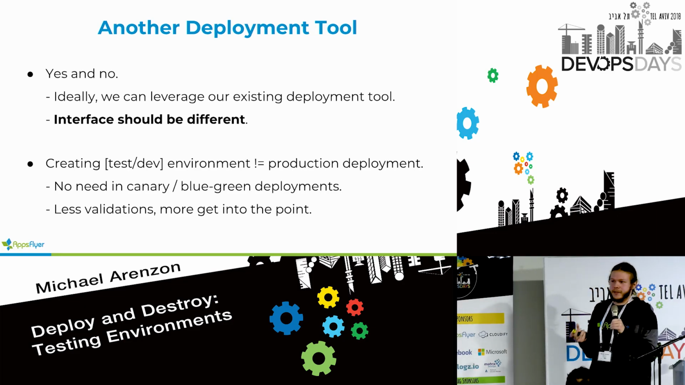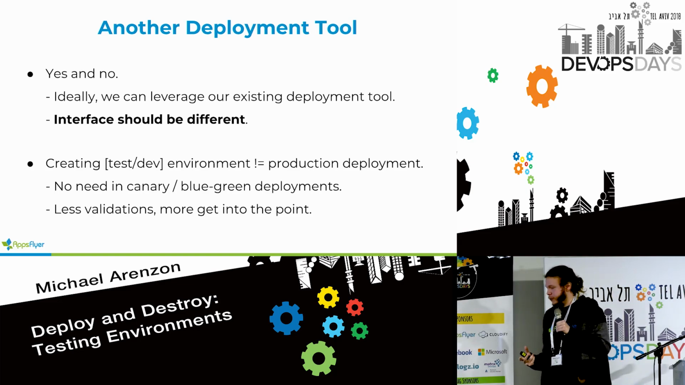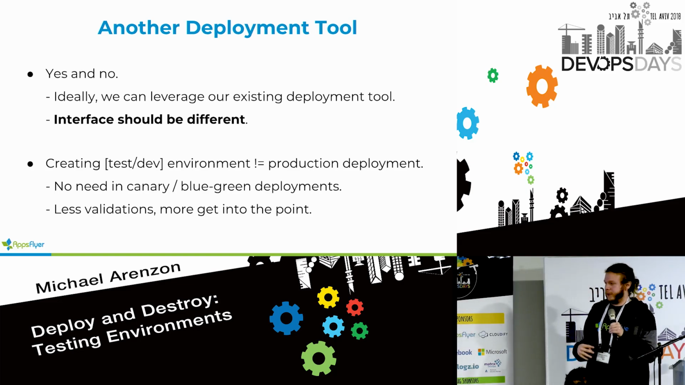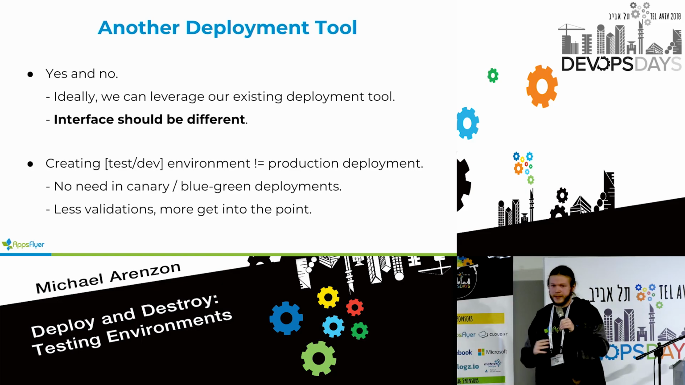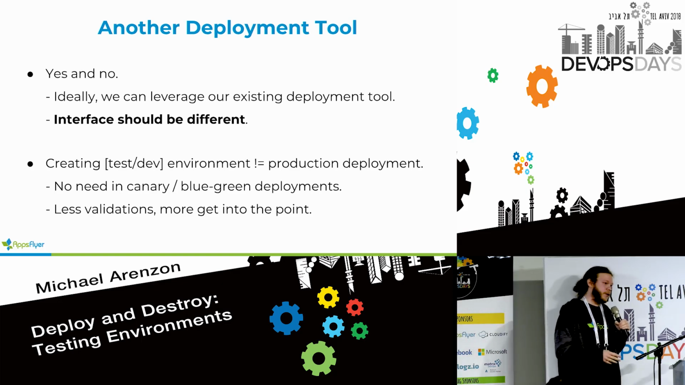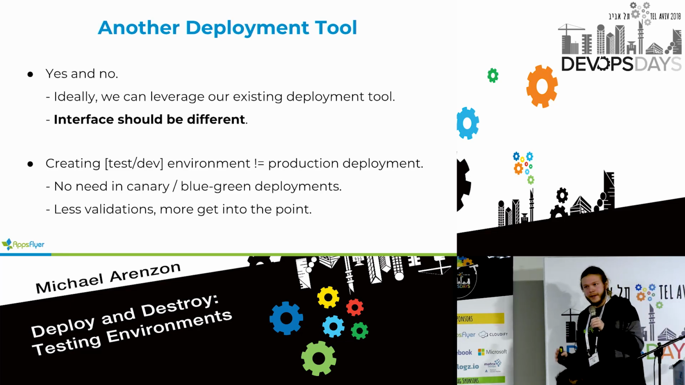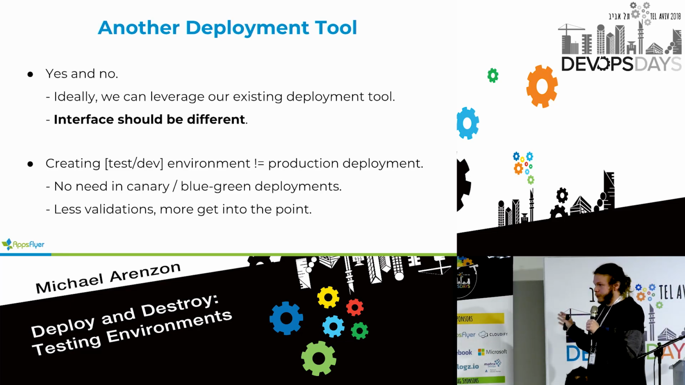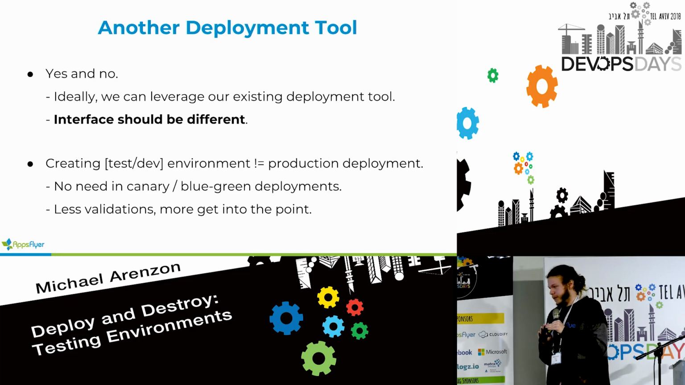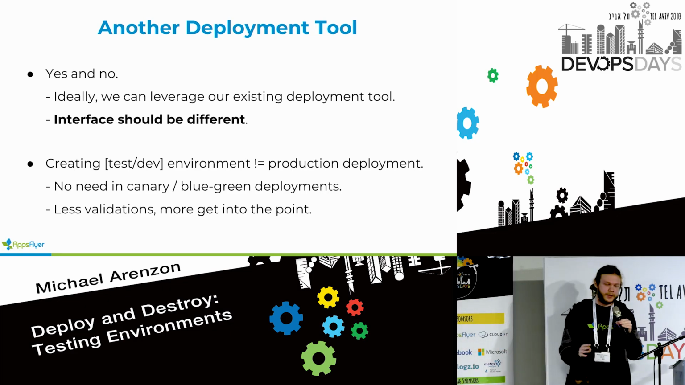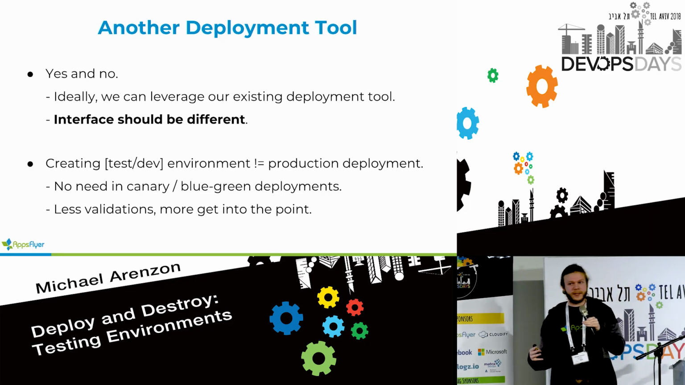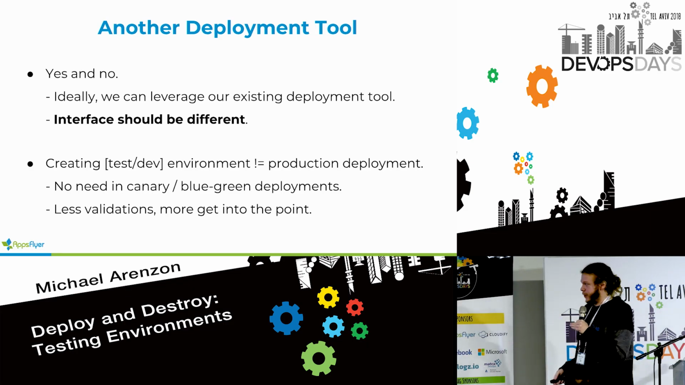But the interface itself should be different. You should provide a schema or something that's readable and reproducible for testing environments. While for production deployments, you usually want to have strong pipelines that are testing and validating your changes before deploying to production. It's different concerns, different aspects, and ideally we do want to leverage one system that manages our resources in production.